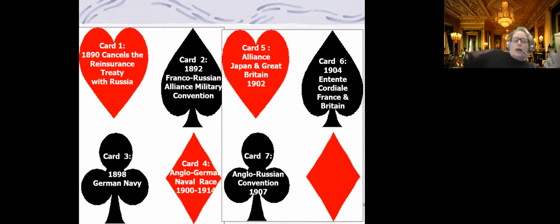So we have an alliance between the English and the Japanese, an alliance between the English and the Russians, and a friendly agreement over here between the English and the French. This is getting rather dangerous. And then we have the Daily Telegraph affair.